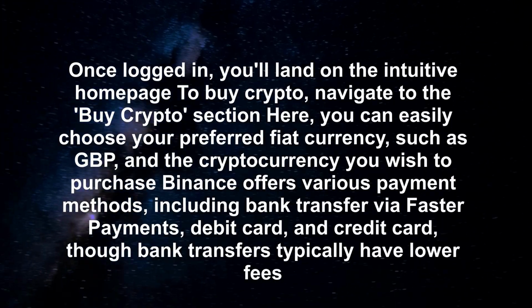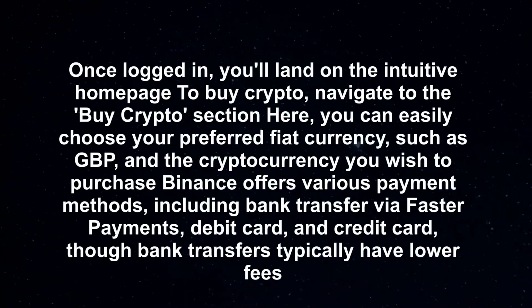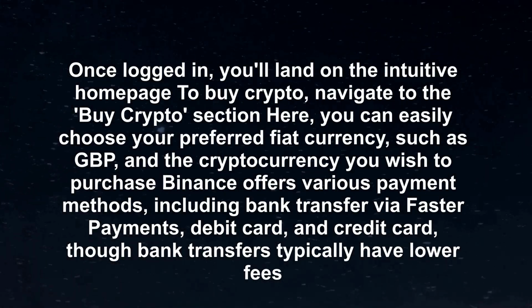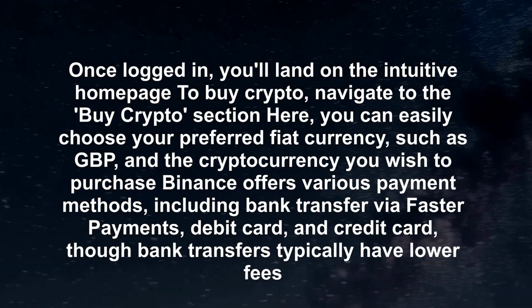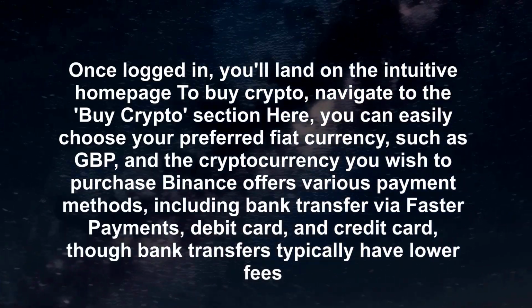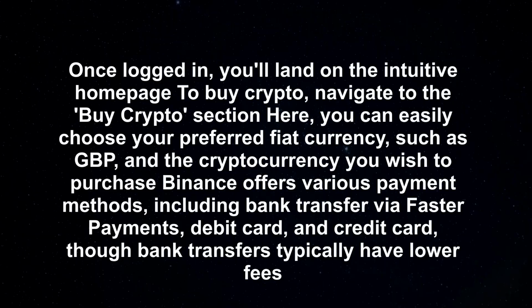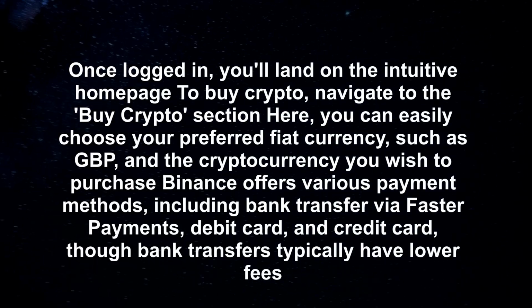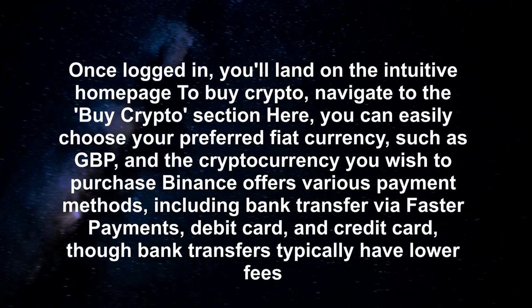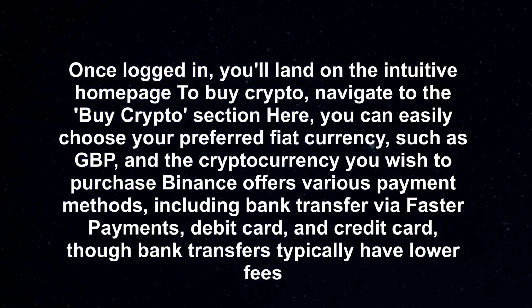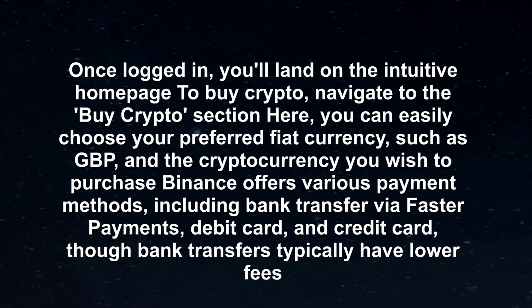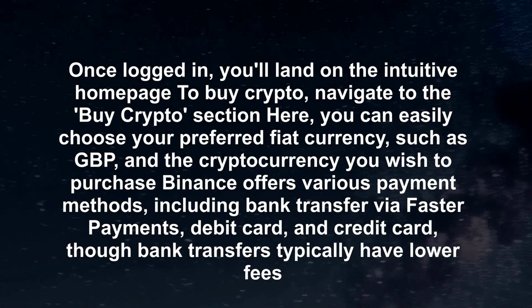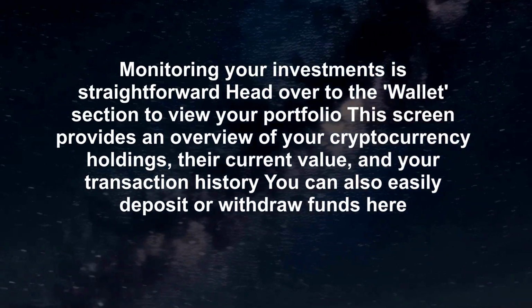Once logged in, you'll land on the intuitive homepage to buy crypto. Navigate to the Buy Crypto section here. You can easily choose your preferred fiat currency, such as GBP, and the cryptocurrency you wish to purchase. Binance offers various payment methods, including bank transfer via Faster Payments, debit card, and credit card, though bank transfers typically have lower fees.